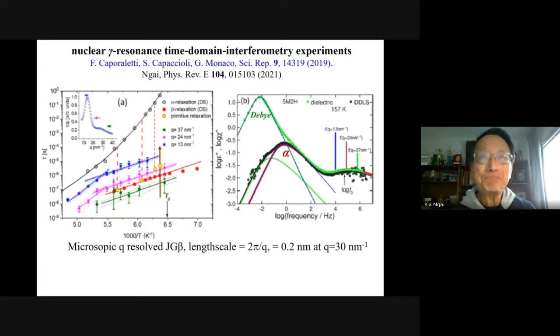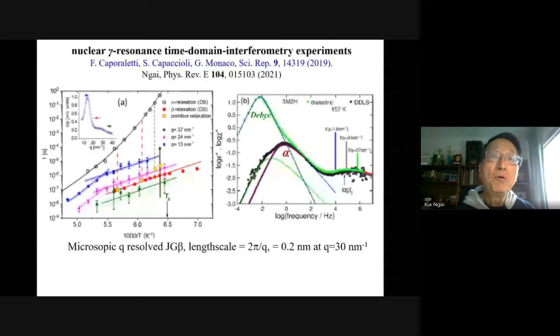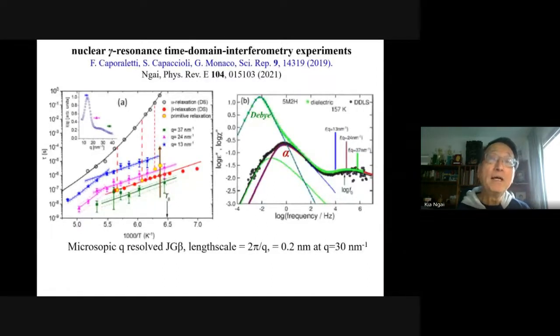So the beta relaxation is the red dots by dielectric, and then you calculate the primitive relaxation from the dielectric experiment. You see the yellow circles there. We know that it's already in good agreement with beta relaxation from dielectric measurement. But what is nice now, you have the Q resolved data from this gamma resonance. You see that there are data in blue, the magenta, and then the green.